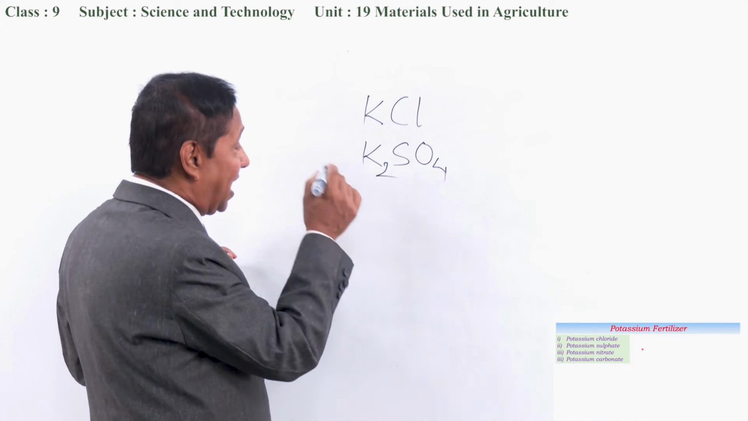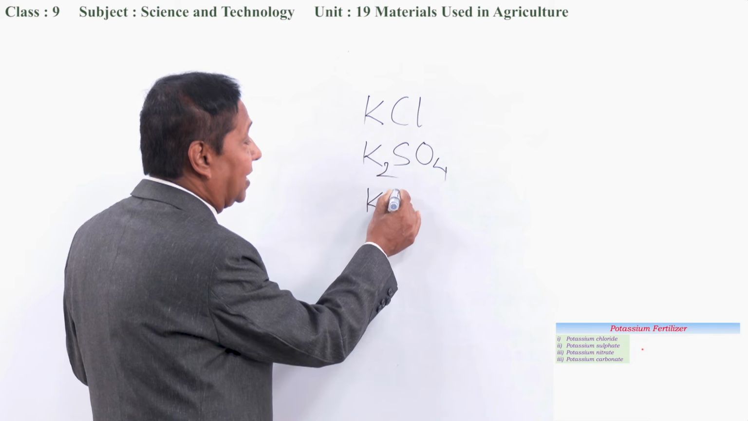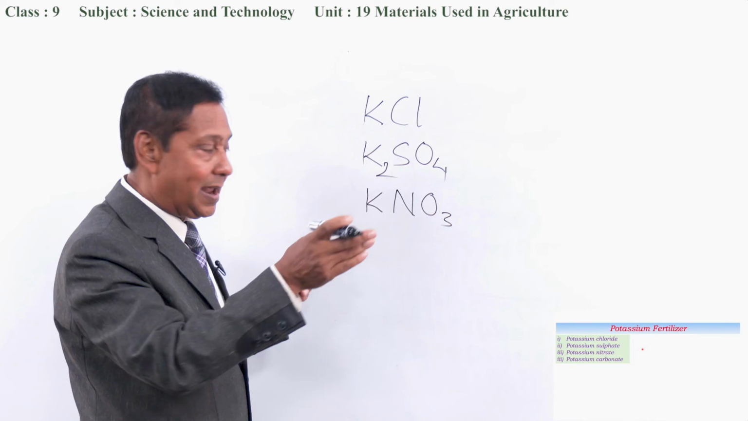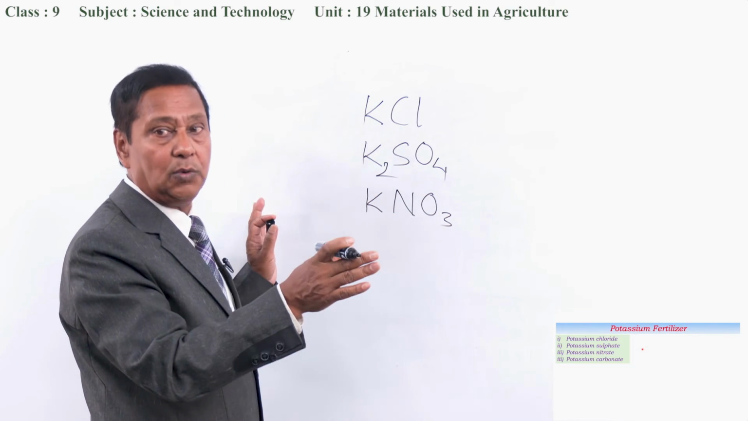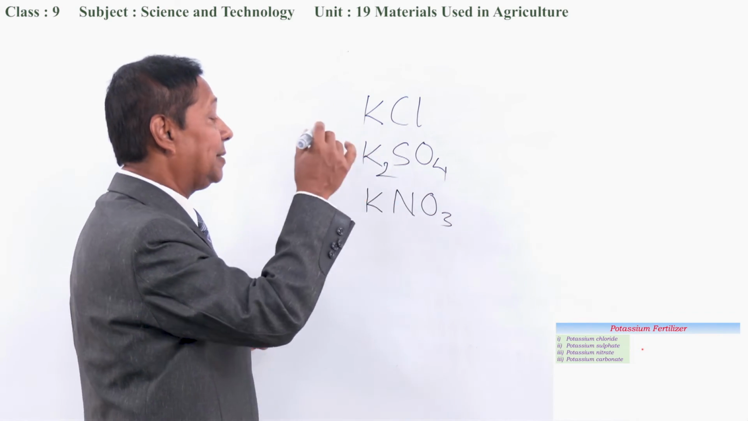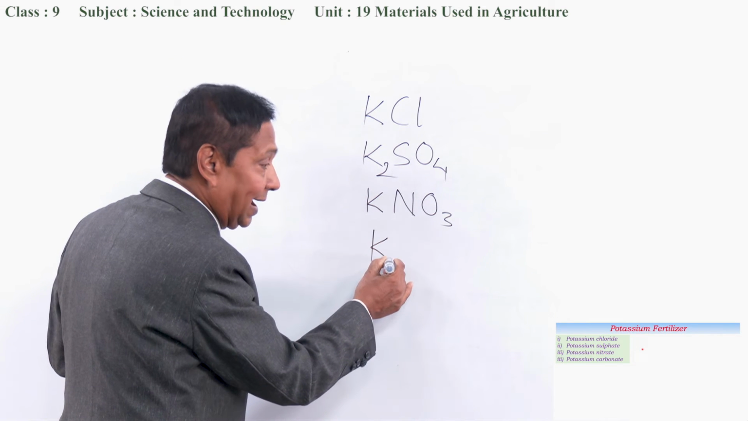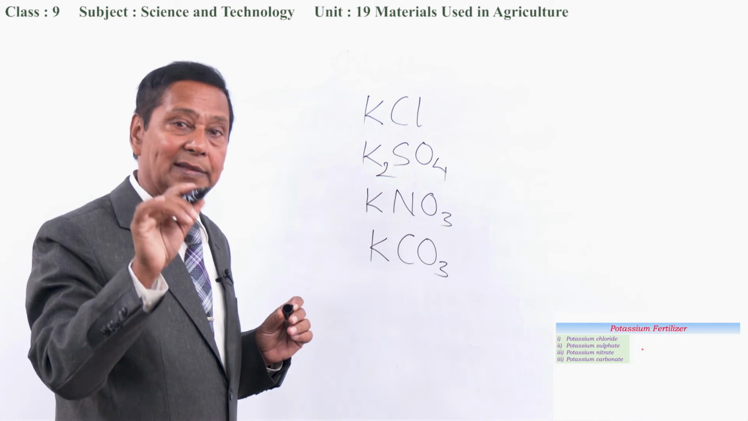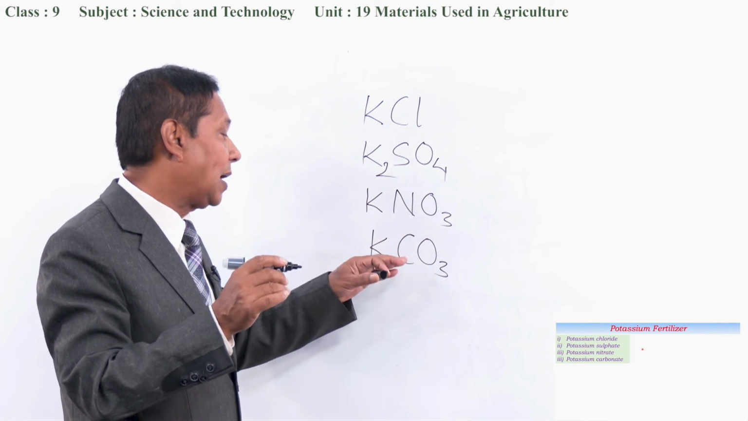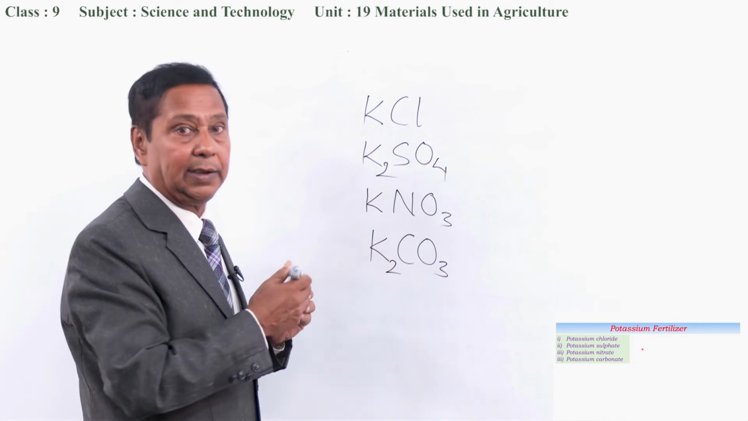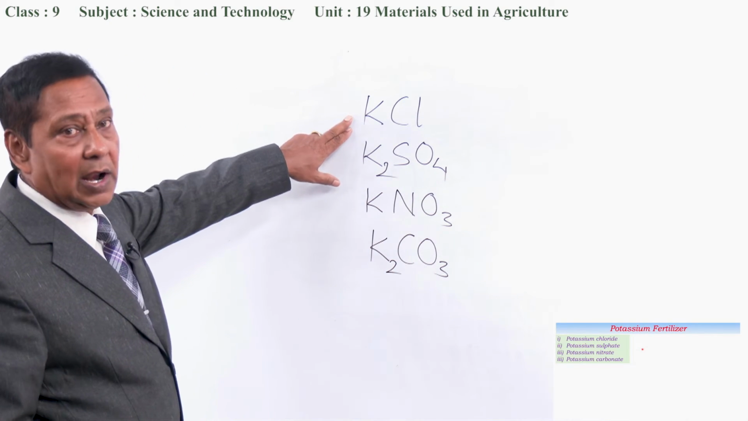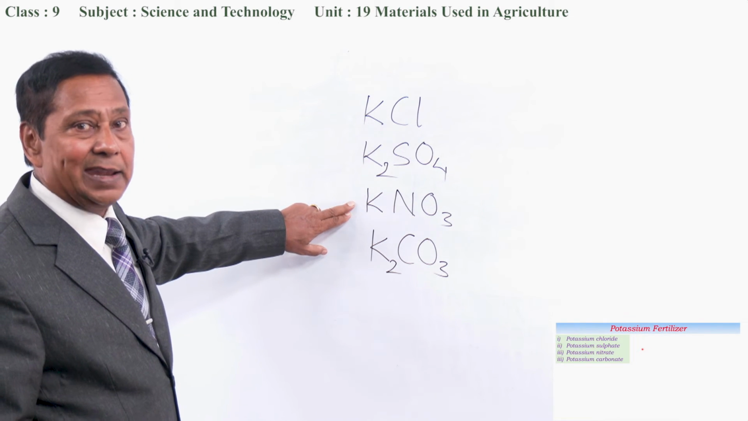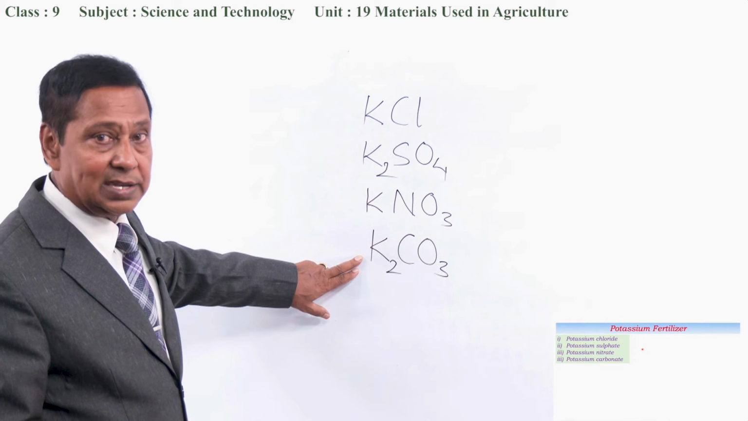Third is potassium nitrate. Potassium's symbol is K. Nitrate's formula is NO3. Potassium's valency is 1. Nitrate's valency is 1. Equal valency, no exchange. Now another is potassium carbonate. Potassium symbol K. Carbonate CO3. Potassium valency 1. Carbonate valency 2. That's why we have to transfer the valency of carbonate to potassium: K2CO3. This is potassium chloride KCl, this is potassium sulfate K2SO4, and potassium nitrate KNO3, and potassium carbonate K2CO3.